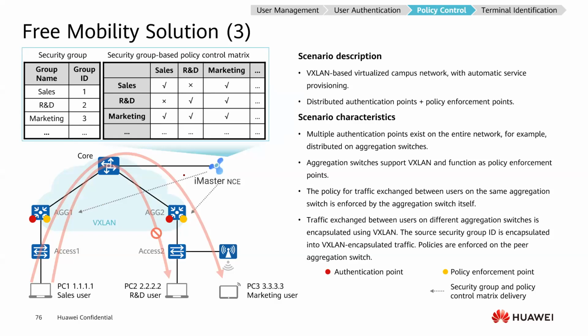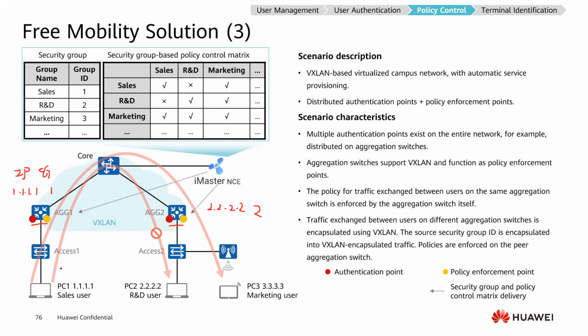And for the network deploying VXLAN, PC1 goes online on this point, and PC2 goes online on this point. So this point has the IP 1.1.1.1 matched to the group, and the group is sales, with group ID 1. And in this point, it has 2.2.2.2, and the group ID is 2.